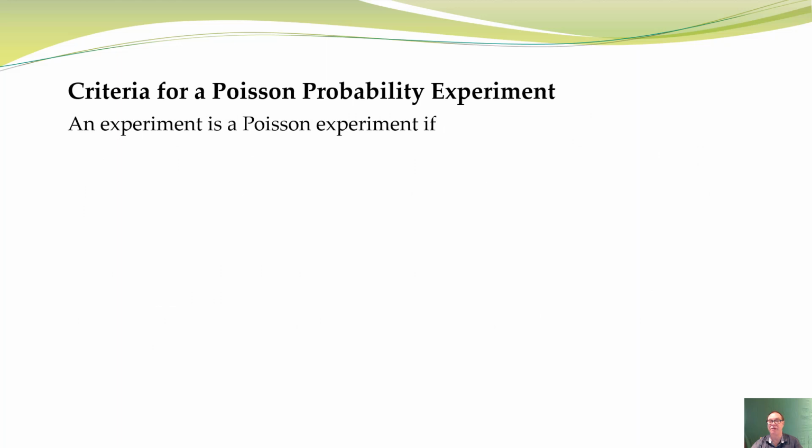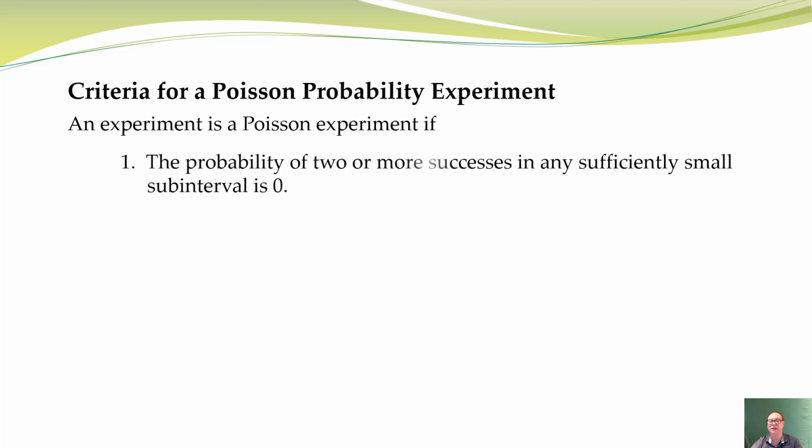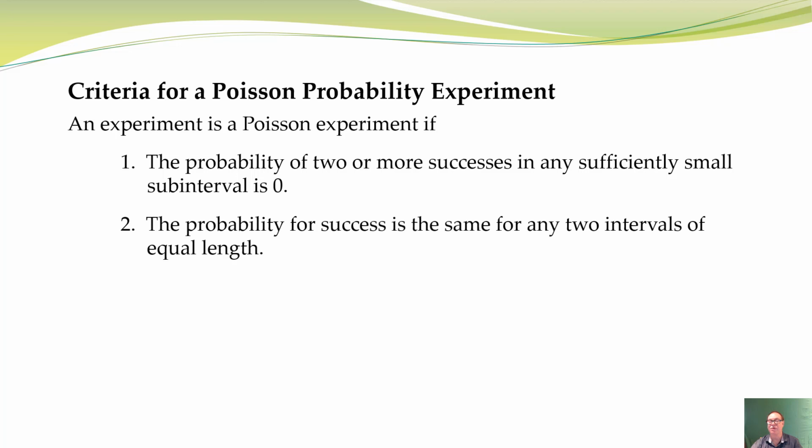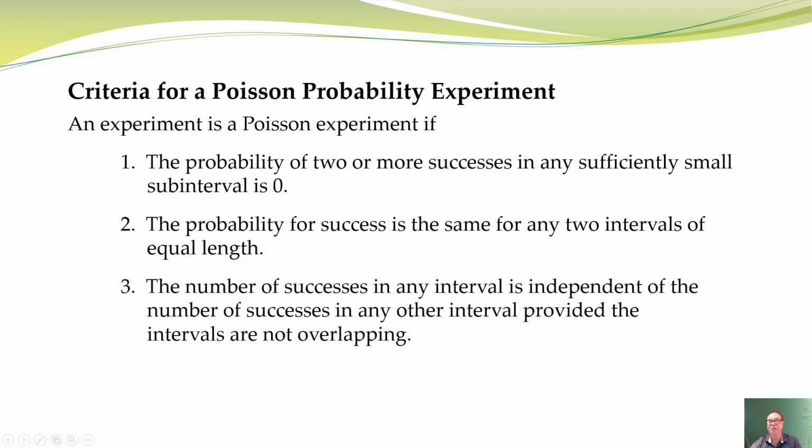Criteria for a Poisson probability experiment. 1. The probability of two or more successes in any sufficiently small subinterval is 0. 2. The probability for success is the same for any two intervals of equal length. 3. The number of successes in any interval is independent of the number of successes in any other interval, provided the intervals are not overlapping.